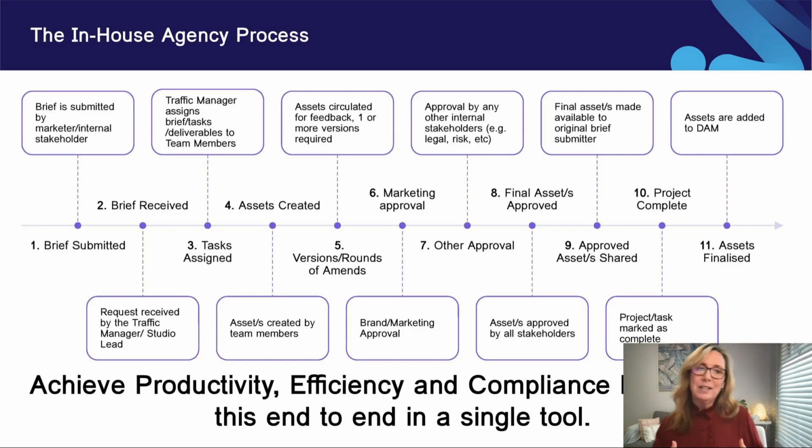So the in-house agency process or your creative agency process probably looks a little bit like this. This is really, I guess, the top level steps all the way from over here on step 1, where a brief or a request is submitted, and we'll take a look in a moment at how that might come into your team, all the way through then into trafficking that, assigning it out, creating assets, the rounds of amends that we might go through, the approval process that's applicable in your organization, through to, yay, it's all approved. Now the project is complete and we're going to finalize these assets and maybe put them out there into a DAM or some other solution.